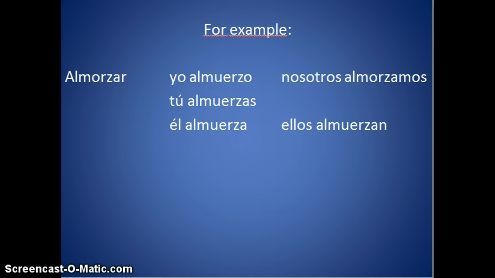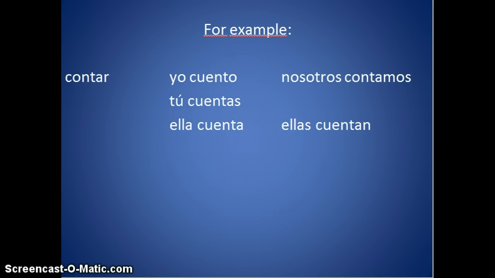For example, we look at the verb almorzar, to eat lunch. Yo almuerzo is what it changes to. Tú almuerzas. Él almuerza. Nosotros, remember, will not change. We don't like to have the stinky boots. We don't like the stinky boots. Nosotros, so we don't change. Nosotros almorzamos. Ellos almuerzan.